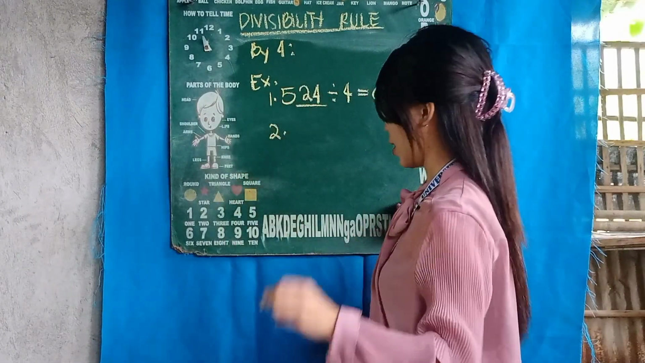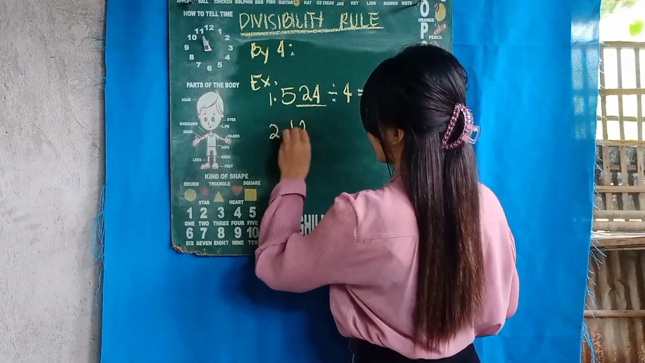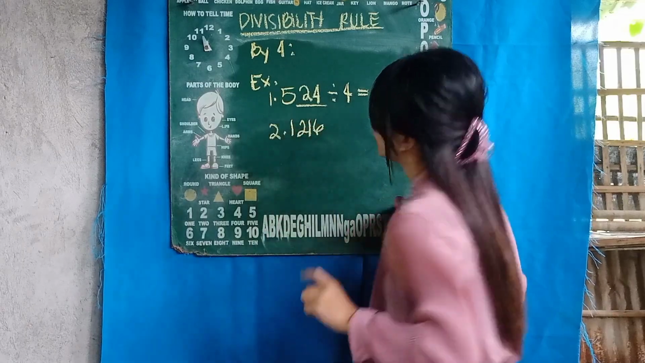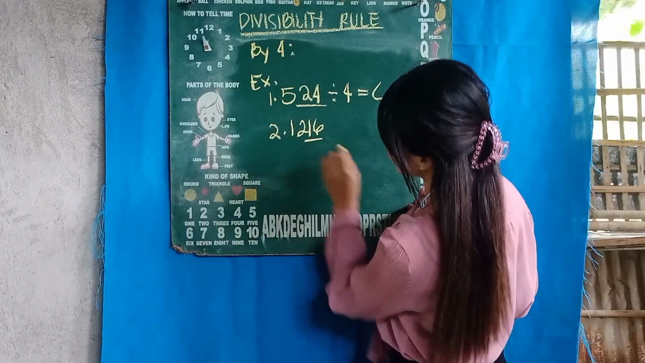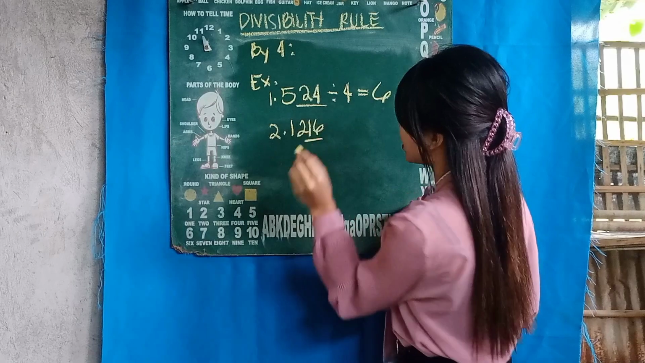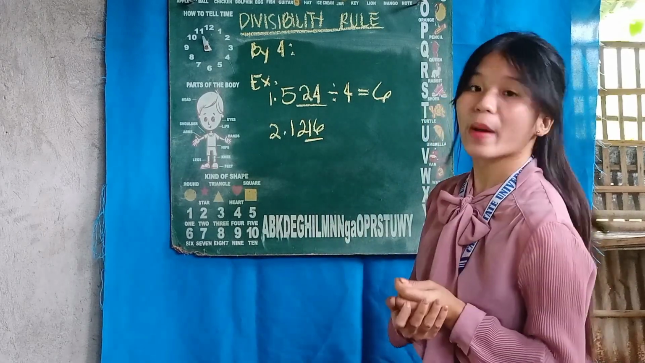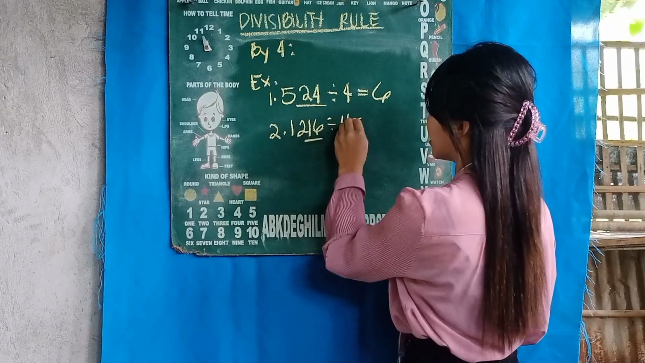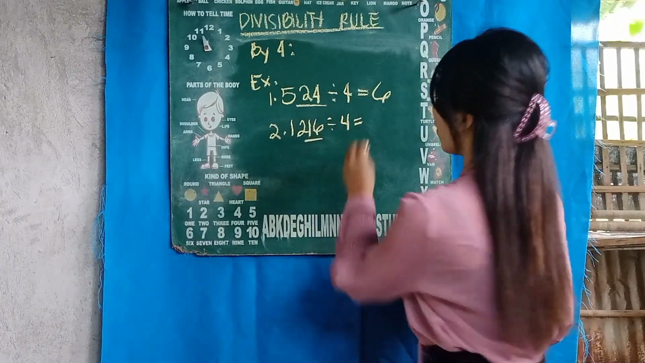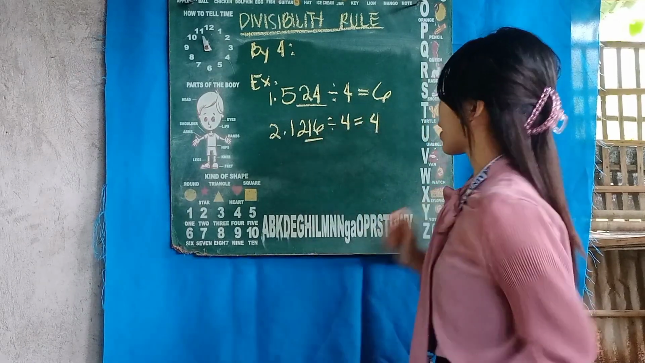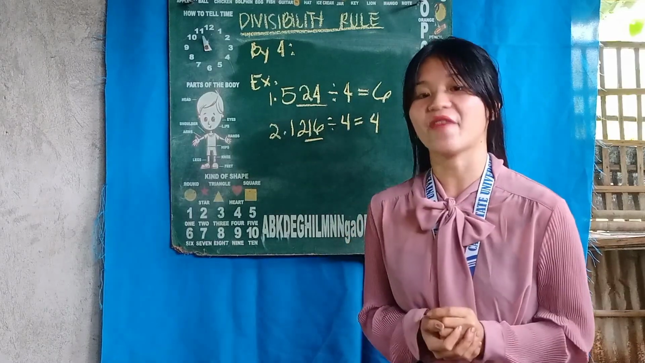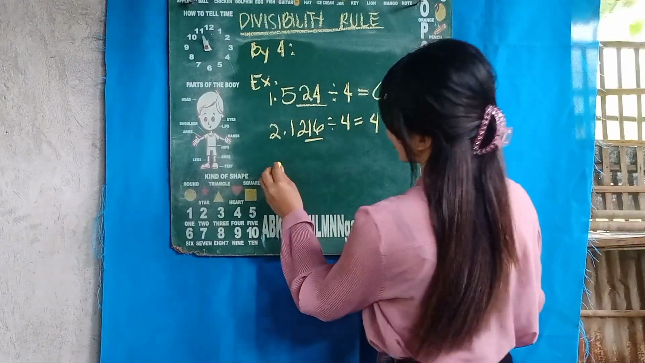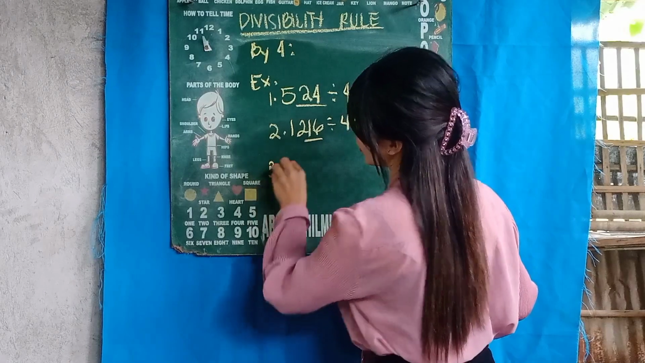Next example. 1,216. The last 2 digits are 16. So, 16 is divisible also by 4. Because 16 divided by 4 is equal to 4. That doesn't have any remainder. Next example, to make it clear.